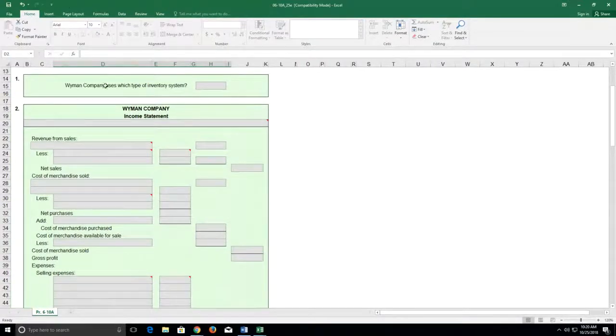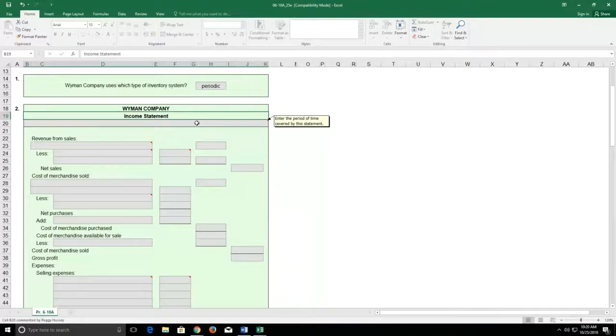Okay, so it says Wyman Company uses which type of inventory system? This is 10A on page 301. It's a periodic inventory system, multi-step income statement. Which type does it use? Periodic. What does periodic mean? We do a physical count. Periodic means we do a physical count of our inventory.